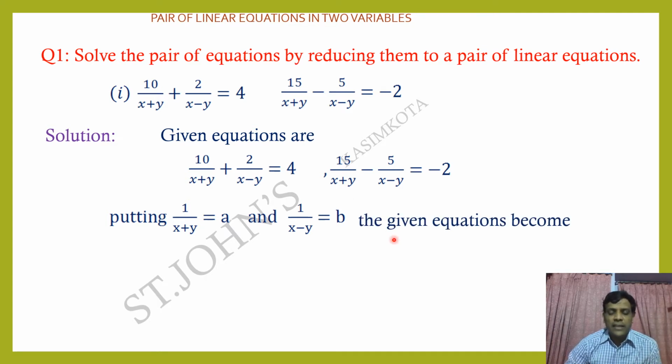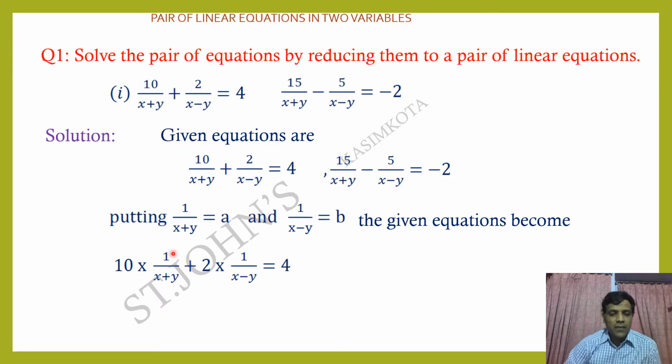So these two are the given equations. The given equations become 10 into 1 by x plus y plus 2 into 1 by x minus y is equal to 4. Already here 1 by x plus y equals a, 1 by x minus y equals b. Substitute a and b in the place of 1 by x plus y and 1 by x minus y.